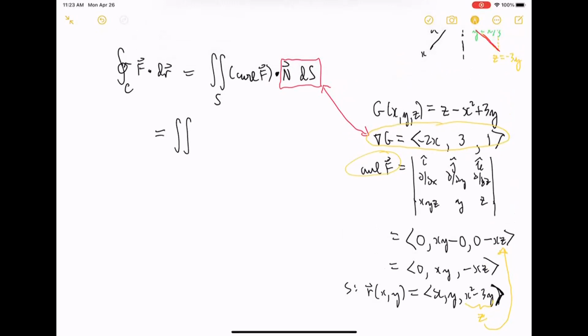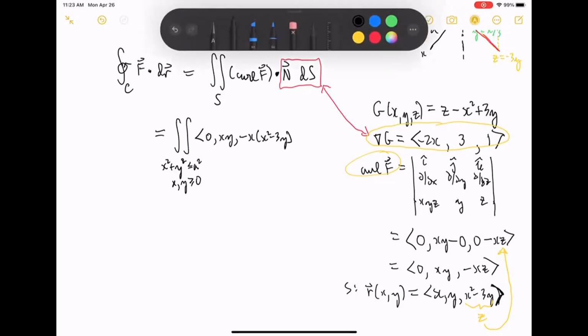So this is going to be curl of F dotted with this thing. First of all, we're going to double integrate over this region, x squared plus y squared less than or equal to a squared, with x and y both greater than or equal to 0. That's the region, the quarter disk that we're going to integrate over. Curl of F is going to be 0, comma, xy, comma, negative x, what's z equal to? x times x squared minus 3y. That is z.